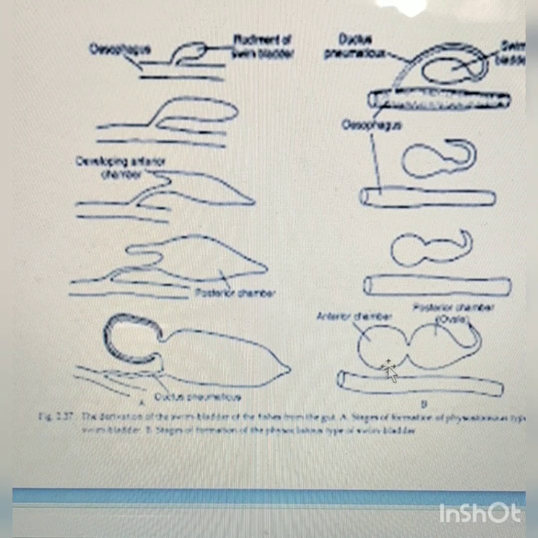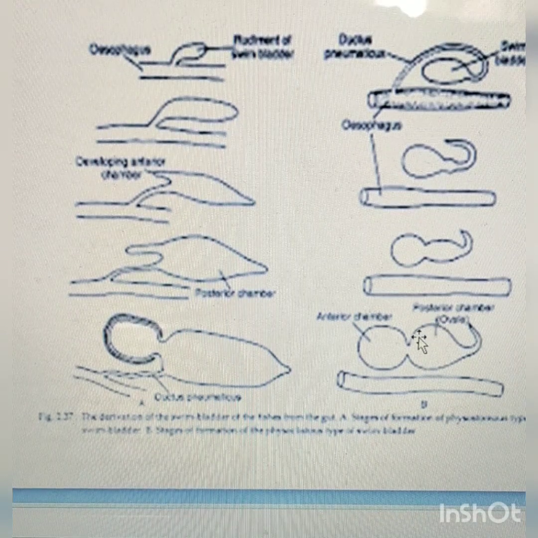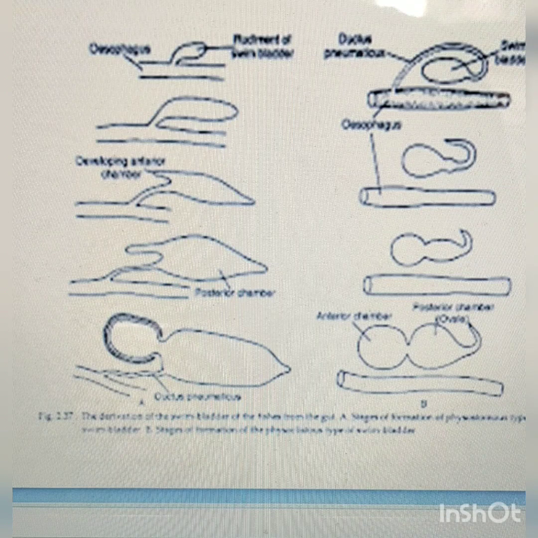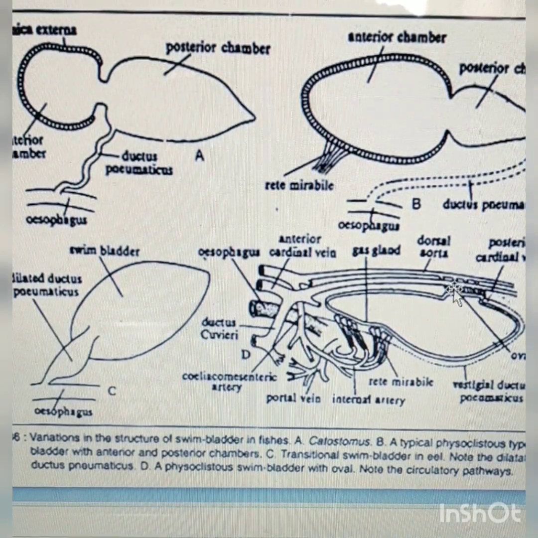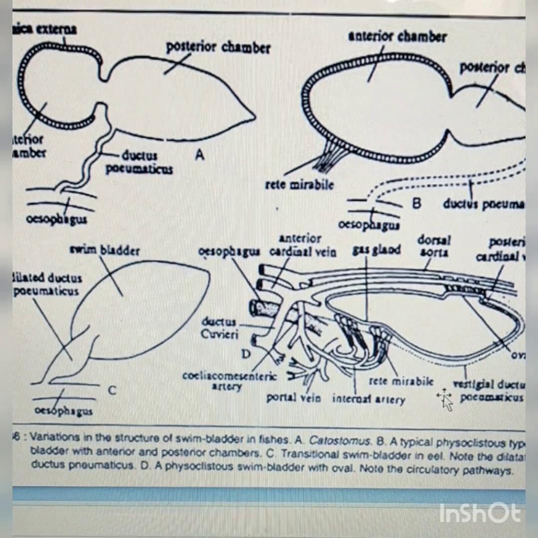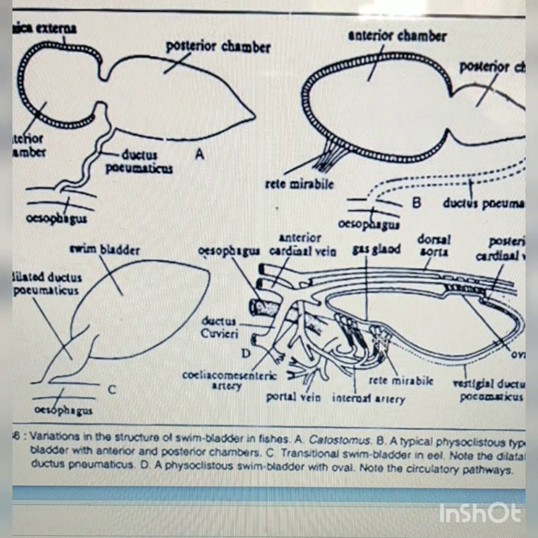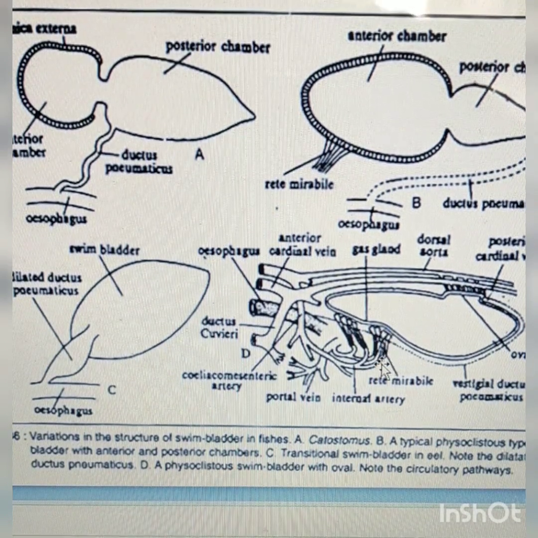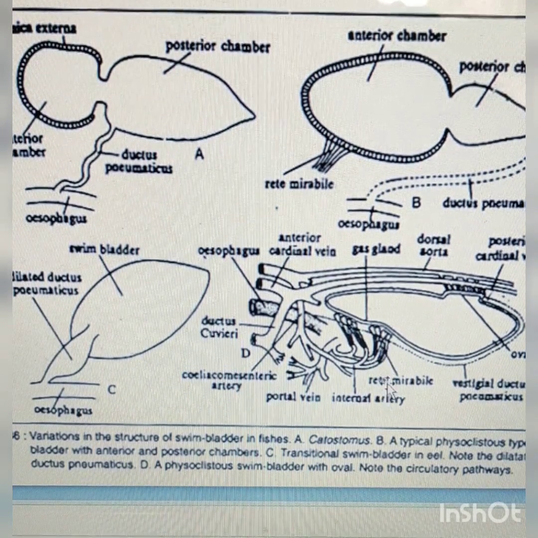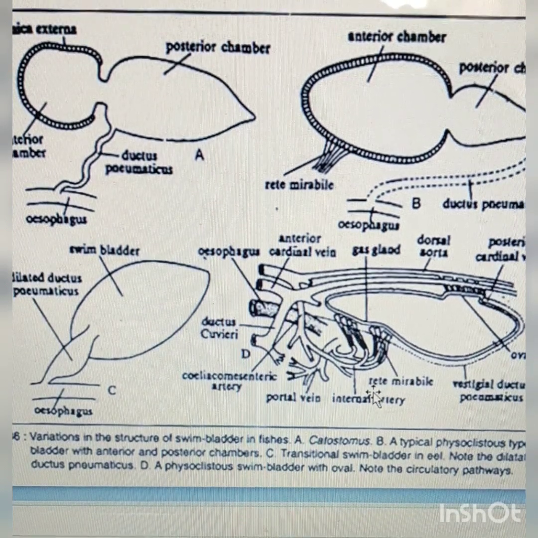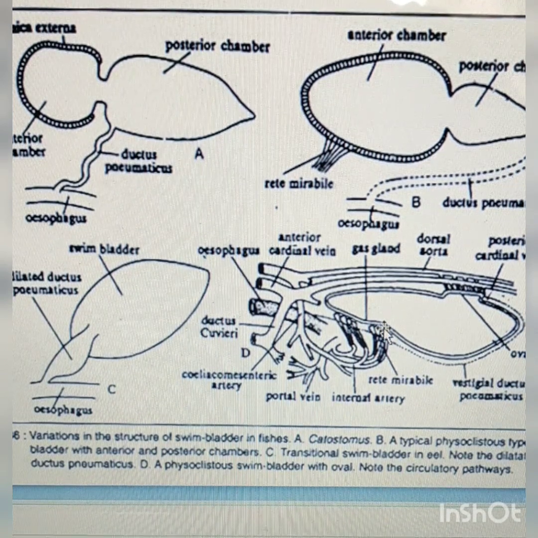You can find that this is the anterior chamber, this is the posterior chamber, and this is the gas absorbing region. This picture clearly shows you the gas absorbing region, which is called oval, and this is a network called rete mirabile. This is highly vascular and tightly packed capillaries which form a mass called rete mirabile, and this is a typical physoclistus swim bladder.